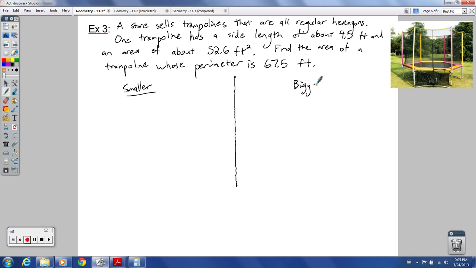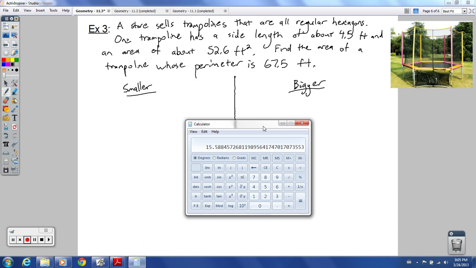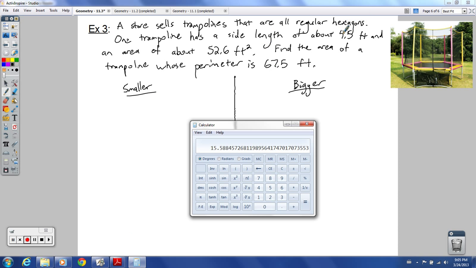I'm going to put the bigger one over here. And let's use our calculator to decide. I know these are hexagon trampolines, and I know the perimeter of the second trampoline in question is 67.5. So if I took 67.5 and divided it by 6, that would give me the side length for each one of the sides for this trampoline.